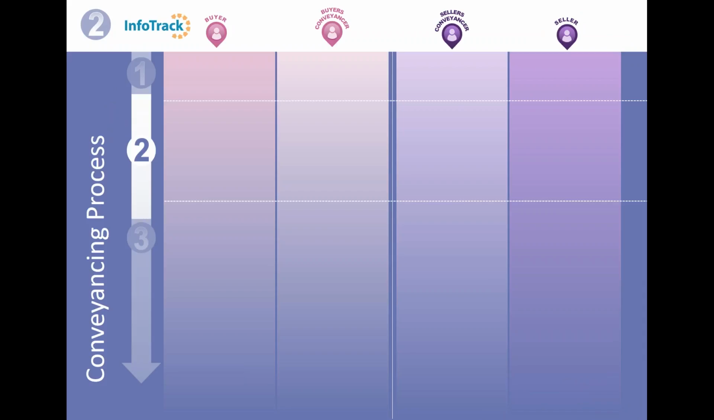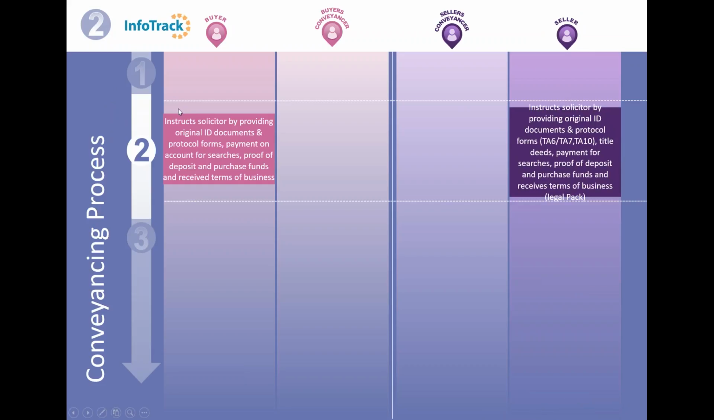So that was stage 1. Let's have a look at stage 2. First of all, the buyer is obviously instructing their solicitor. We've talked about that. Now they need to provide original ID documents, so a copy of a passport or a driving license. They normally need to pay for searches up front, and they need to show proof of where the deposit is coming from, and to sign the conveyancer's terms of business.